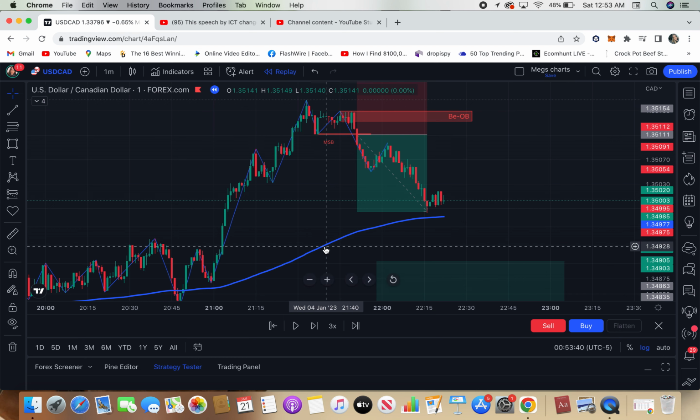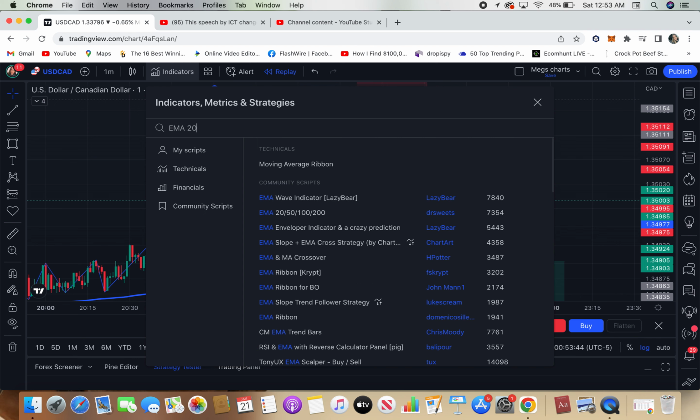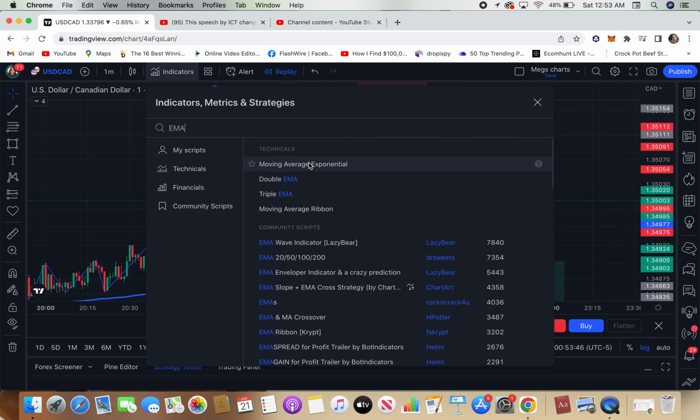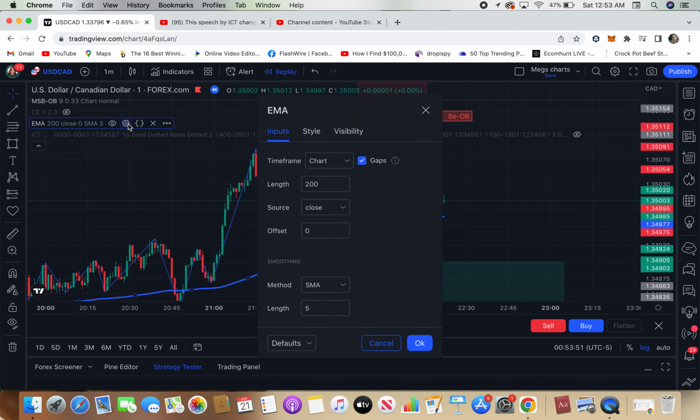So I have a 200 EMA. You go to indicators, you go EMA, just EMA, and it's right there, and you can change the settings to 200 right there.